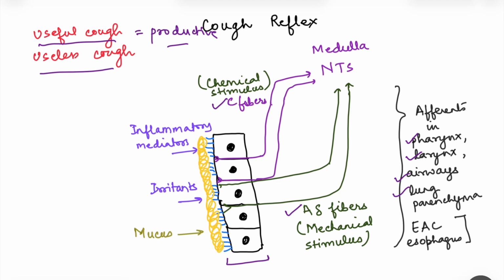Now, in the presence of irritants and inflammatory mediators, these afferents are stimulated. Irritants, basically mechanical stimulus, stimulate the A delta fibers, and the chemical mediators stimulate the C fibers. Information is taken from these afferents to the medulla, to nucleus tractus solitarius, and to the cough center, which initiates the cough.